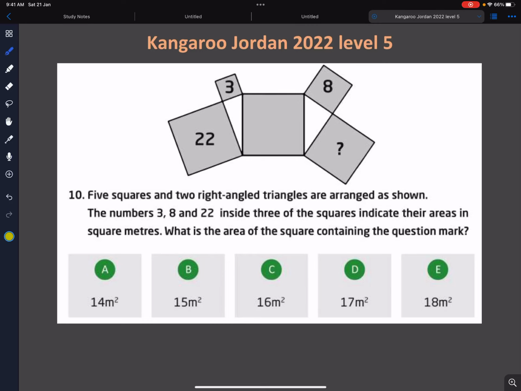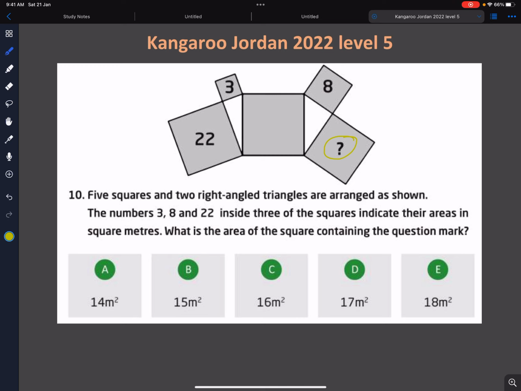For question 10, we have 5 squares and 2 right-angled triangles arranged as shown. The numbers 3, 8, and 22 inside 3 of the squares indicate their areas in square meters. Now, what is the area of the square containing the question mark? So this is your target, to know the area for that square.